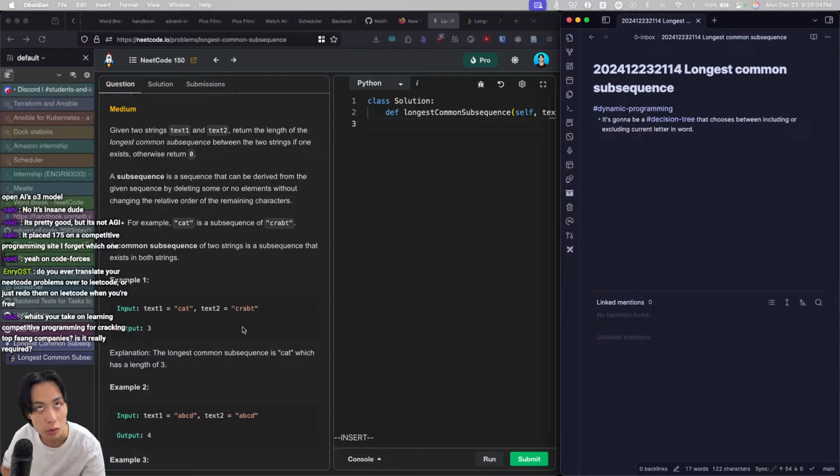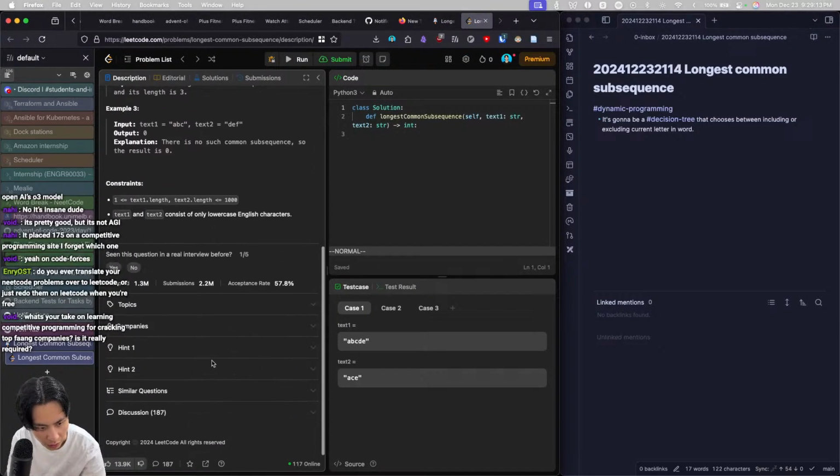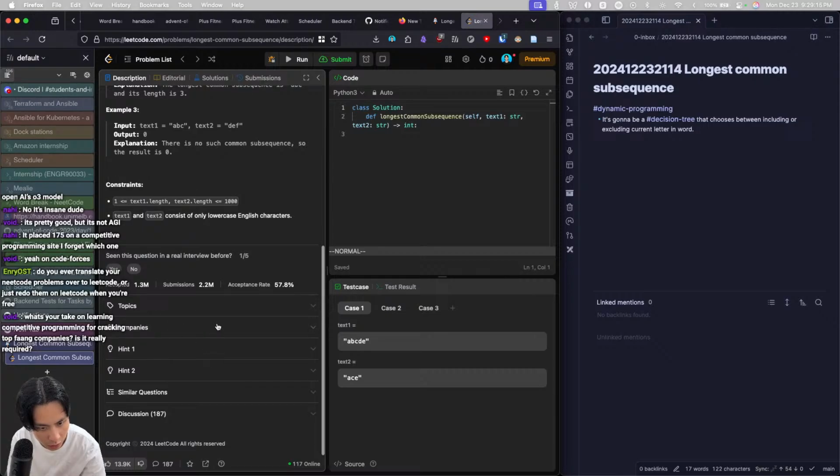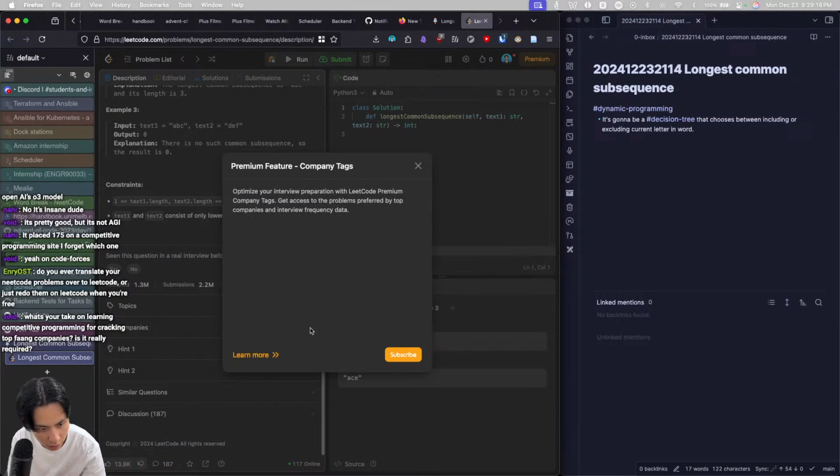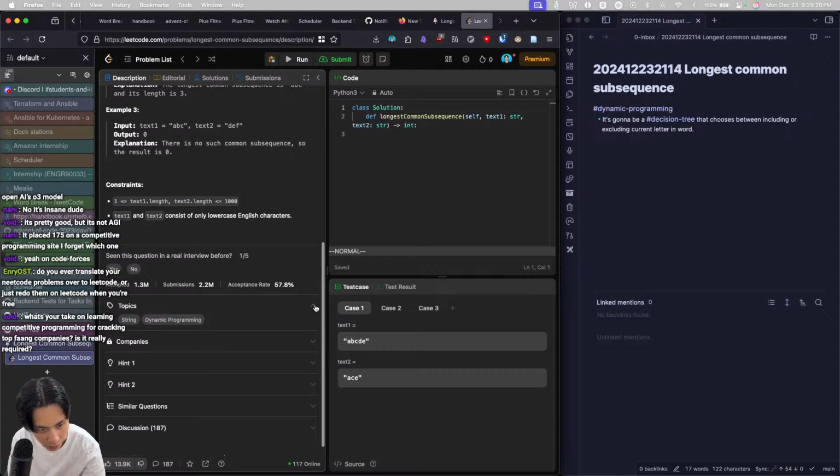Is this not also doable with a trie? To some extent? I feel like this is. Alright, let me have a quick look at the hint. Oh, what's this? I can't know which companies. Alright.